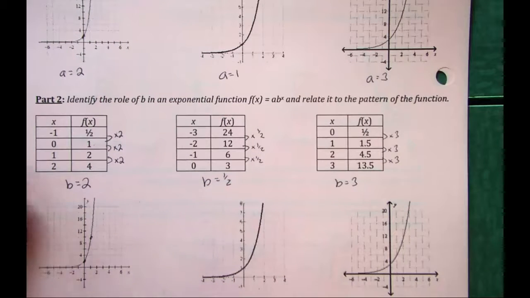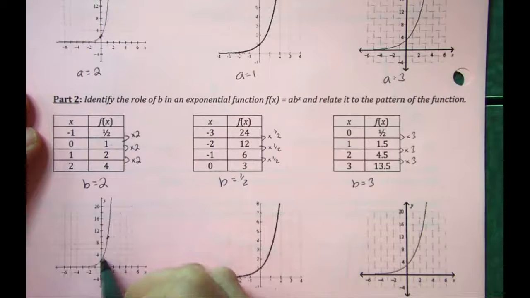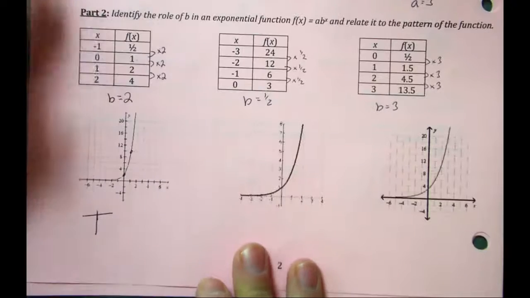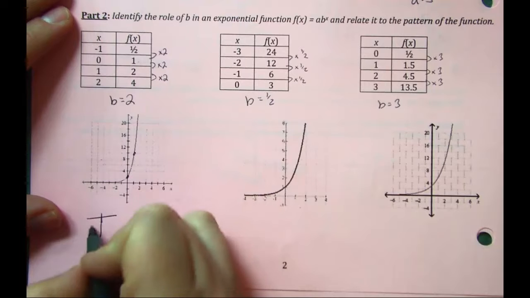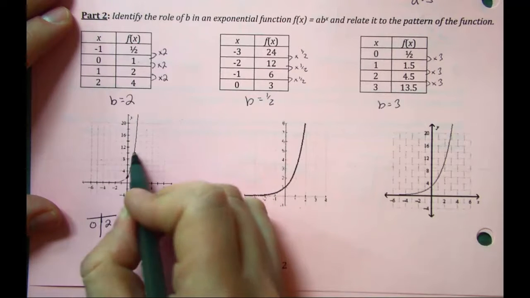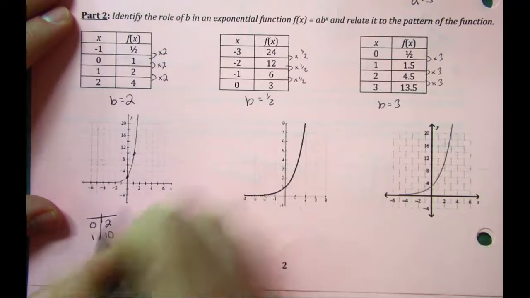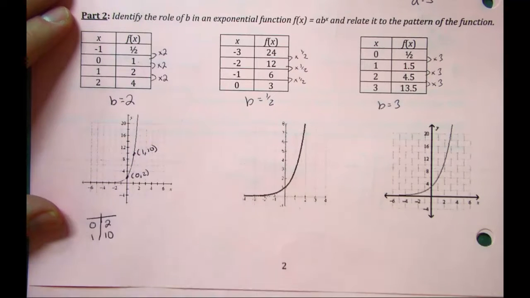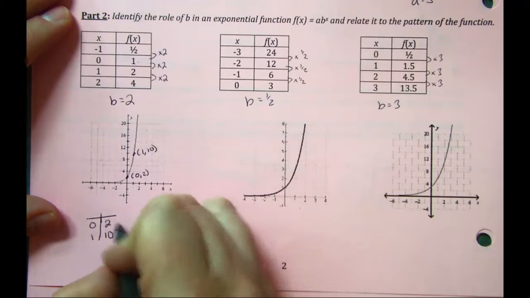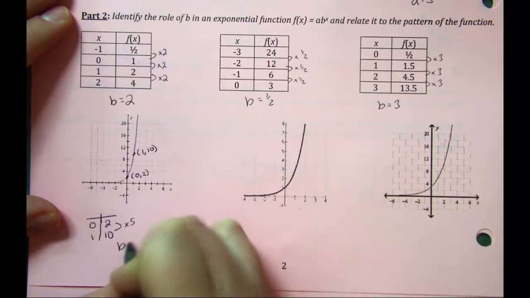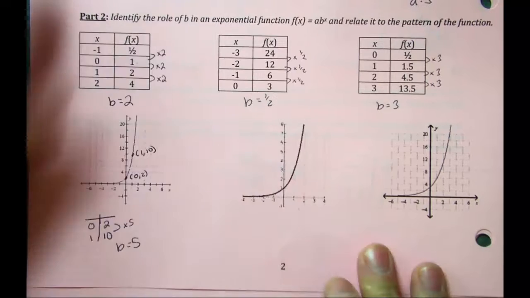Okay. And all I really need is 2. So if I'm going to make my table, my first point is 0, 2. And my second point is 1, 10. Okay, that's 0, 2. And that's 1, 10. And that's all I really need to find my multiplier. So 10 divided by 2 is a multiplier of 5, so b equals 5.